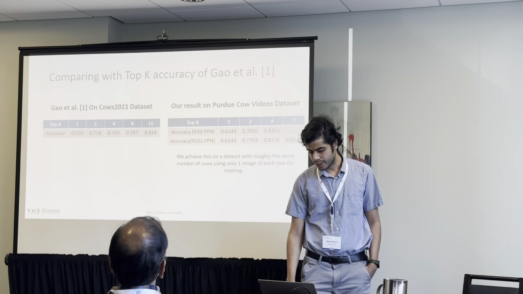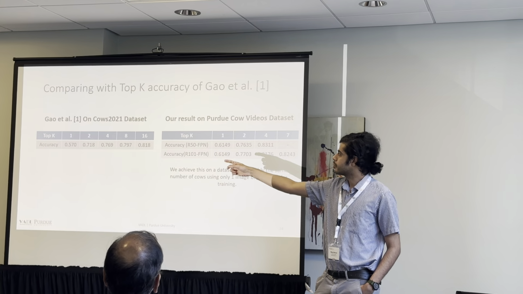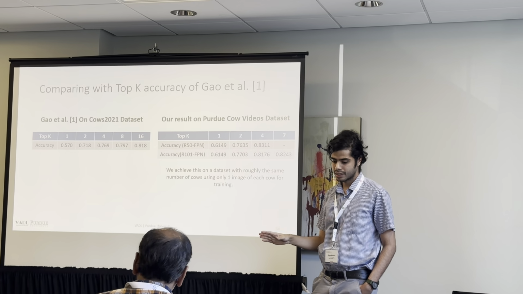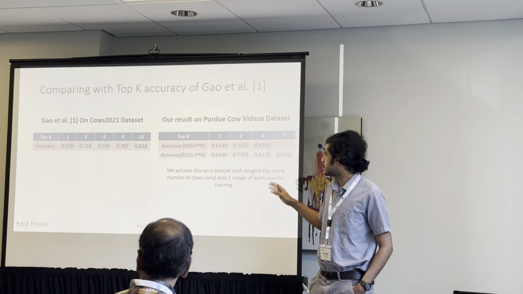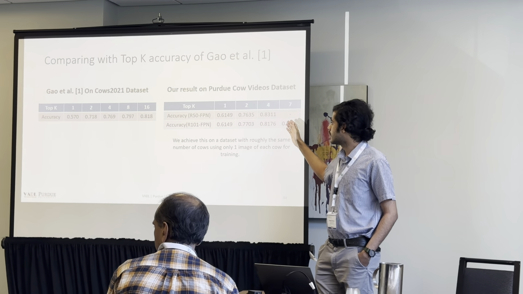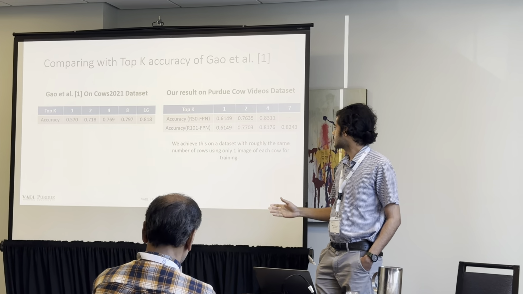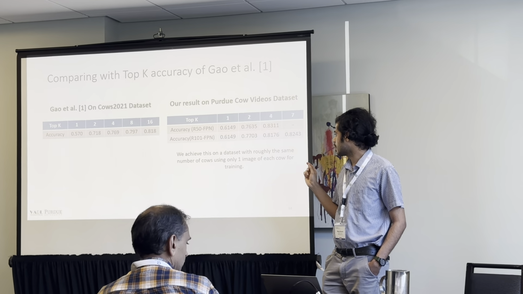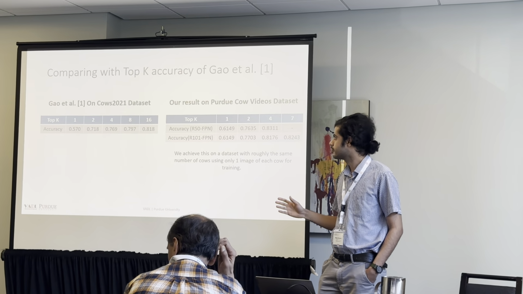So when we compare our results with those of Gao et al., that's a paper that's implemented on an entirely different dataset. It's not our dataset, so it's not a one-to-one comparison. But we can see here that we are achieving similar performance, and here are our results. We achieve this on a dataset with roughly the same number of cows, and using only one image of each cow for training, whereas they use images in the order of 100 per cow.